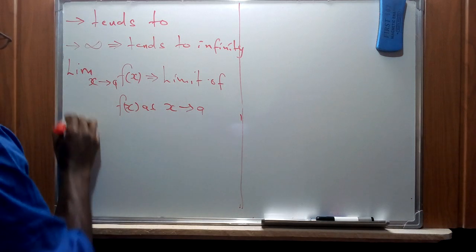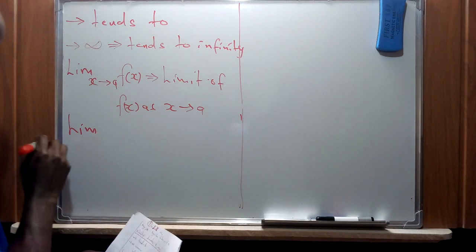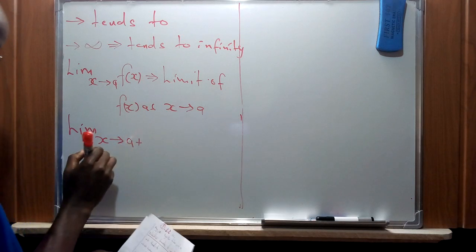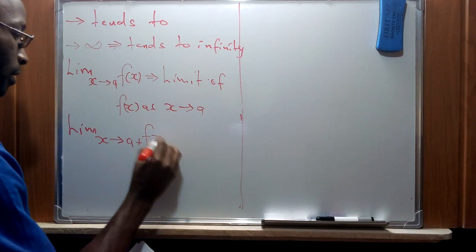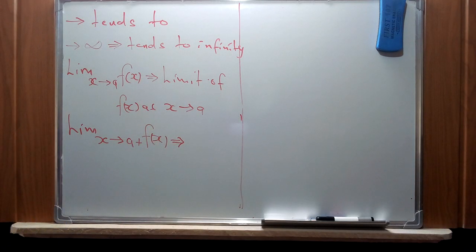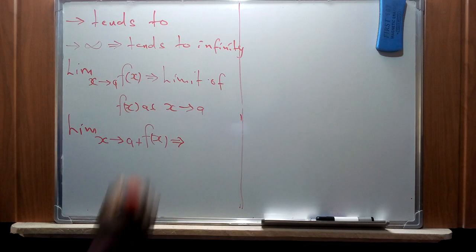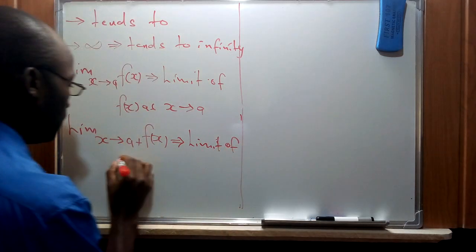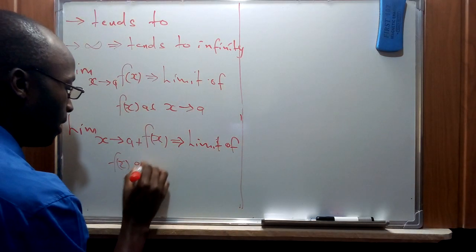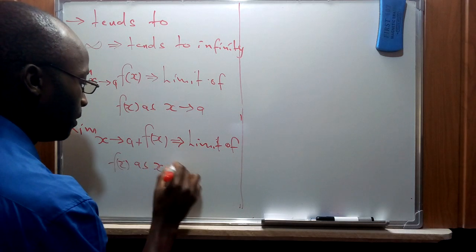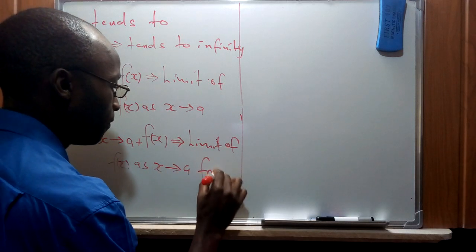And then we have another one, the limit as x tends to a, and this one has been given a positive sign. Of course, we shall get a meaning to that. This one implies the limit of a function f(x) as x tends to a from above. So this is the limit of f(x) as x tends to a from above.